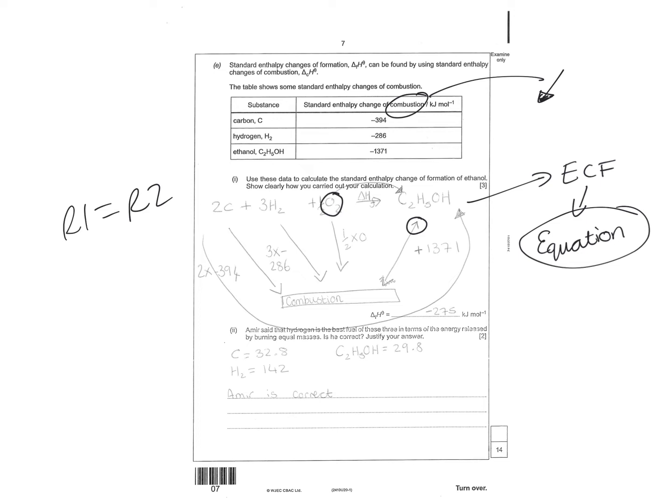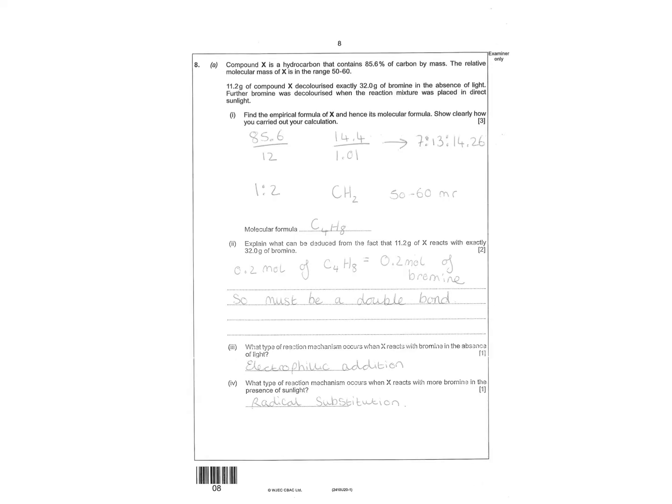So looking, you had 2 carbons, so the mass number of carbon, hydrogen, and then ethanol, okay, looking at the answers that they've given you, Amir is correct. Then it asked you to do empirical formula, which is really nice and easy.